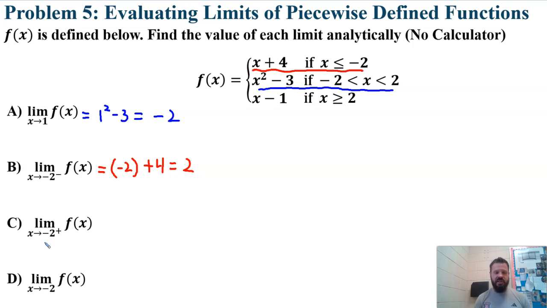All right, for C, the limit as x goes towards -2 from the right, we're going to utilize our rule for everything above -2, the x squared minus 3. Now this only applies when we're strictly greater than -2, but with limits I can still substitute that value in to figure out what it's doing as it comes towards it. So let's plug in that -2 to the x squared minus 3. That's going to be 4 minus 3, which is 1.